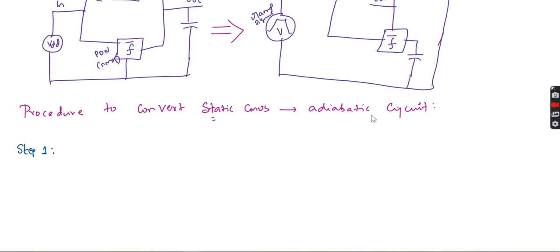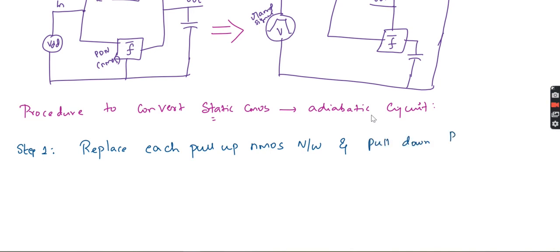What you have to do in step number 1 is replace each pull up NMOS network and pull down PMOS network.